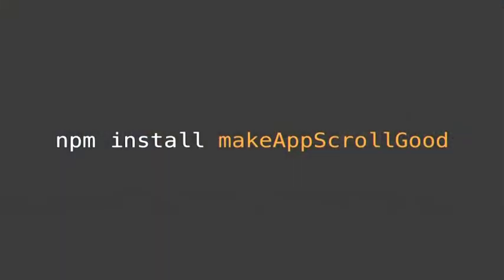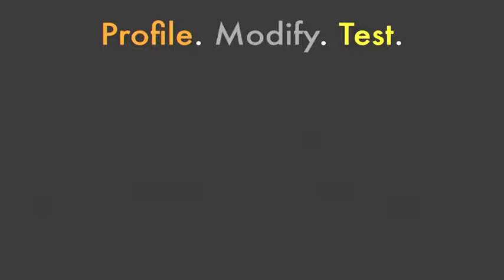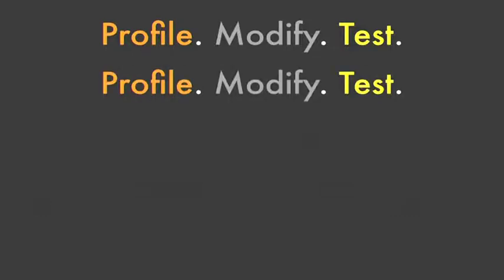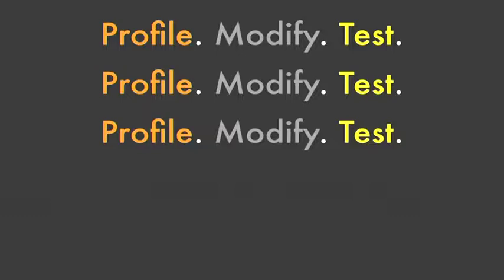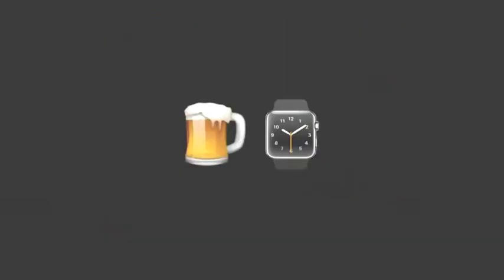You notice I said performance pass number 1 earlier. Instruments is not a magic bullet. You can't just profile and then install some package to fix your scrolling. Instruments simply gives you the data in an easily consumable way. You're going to need to interpret that data and then, as engineers, make meaningful changes to your code. And every app is different, and all apps won't have the same problems. Normally your workflow is going to be something like profile, modify, then test. And then you have to repeat it again and again, which might take hours or even days, and then finally you can ship it and have a beer.